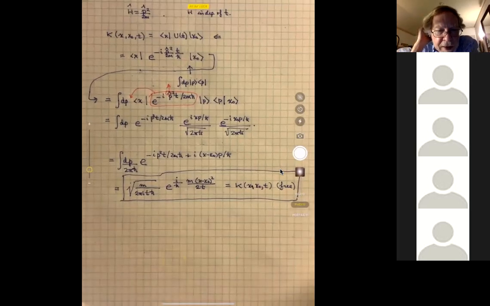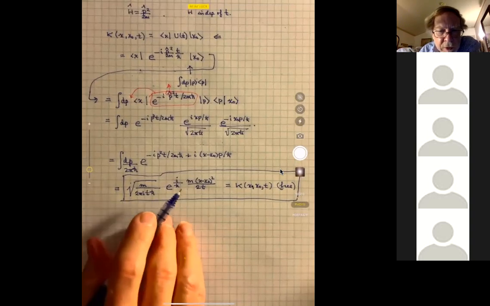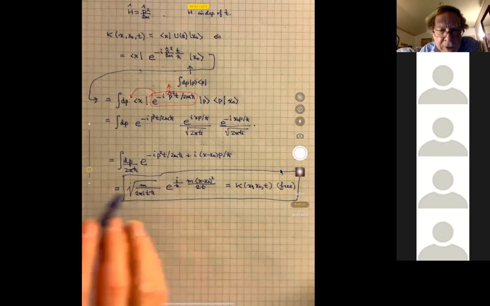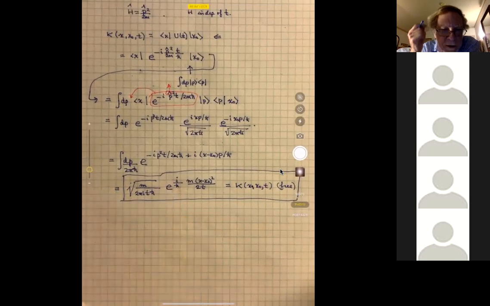Based on what we said, this thing ought to approach a delta function, delta function x minus x naught, as t goes to 0. And in fact, if you understand carefully enough what you're doing and what happens when you integrate this against a test function, you can see that it actually does do that.